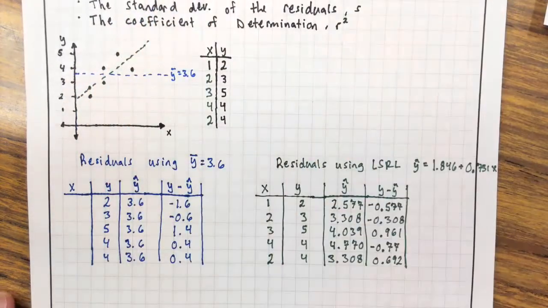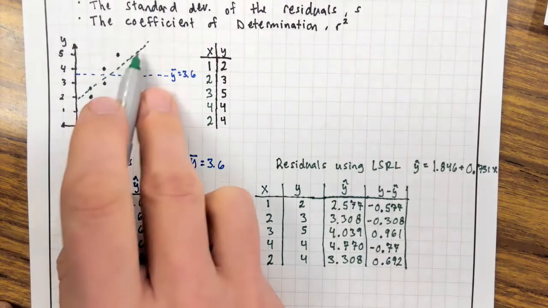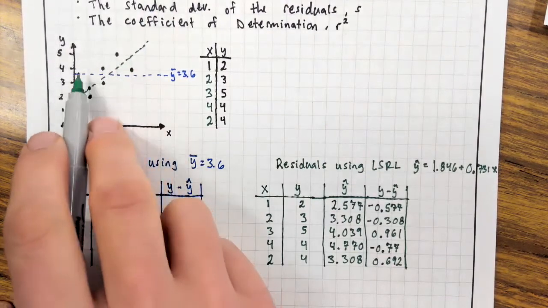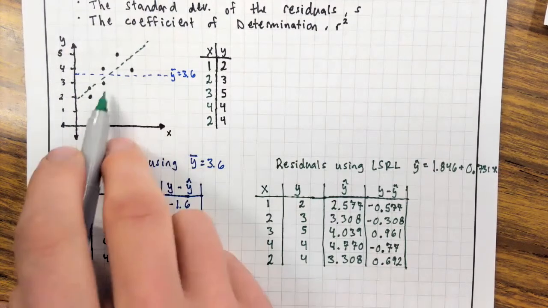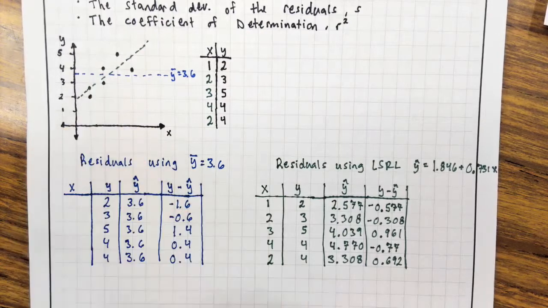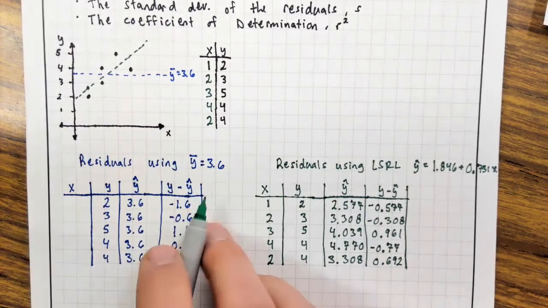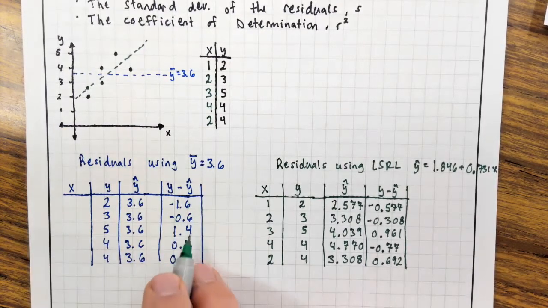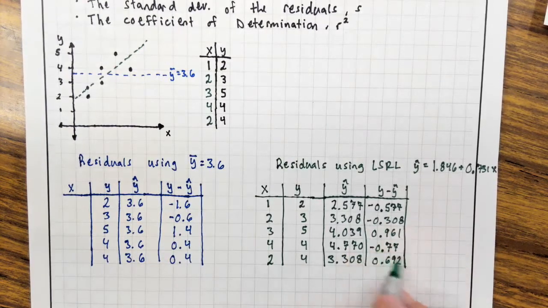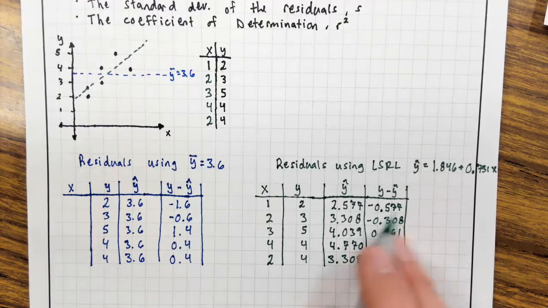So we should start to see here that this green line is pretty close to all of these points, where this blue line, the mean, was very far away from this point. It had a very large residual. We had residuals of 1.6 and 1.4, where all of the residuals here were less than 1, or at least less than the absolute value of 1. All right, so now let's actually get into the coefficient of determination.